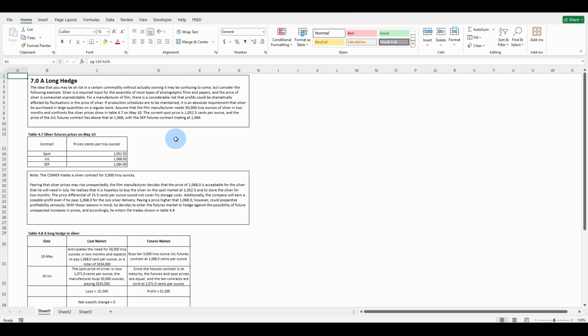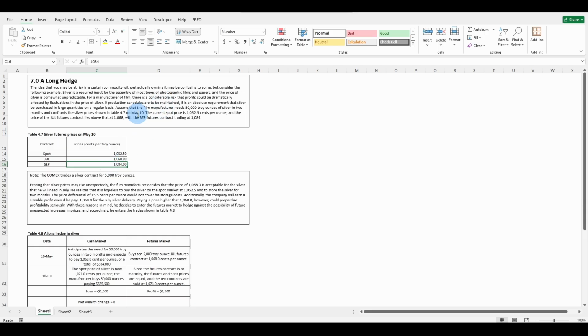If production schedules are to be maintained, it is an absolute requirement that silver be purchased in large quantities on a regular basis. Assume that the film manufacturer needs 50,000 troy ounces of silver in 2 months and confronts the silver price shown in table 4.7 on May 10. The current spot price is 105.2 per ounce, and the price of the July futures contract lies above that at 106.8. That's a huge spread, with S&P futures contracts trading at 108.4.